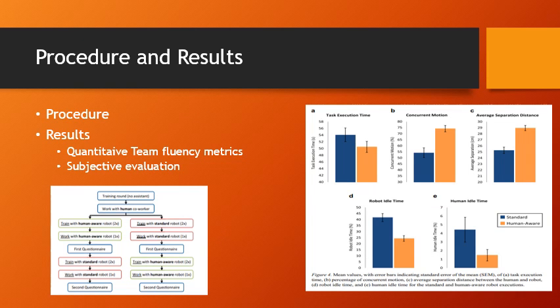As you can see in this diagram, which depicts the experimental procedure, in the chart the left section represents the human-aware first condition, whereas the group on the right is a standard first condition. A repeated measures design was done with randomly selected groups.